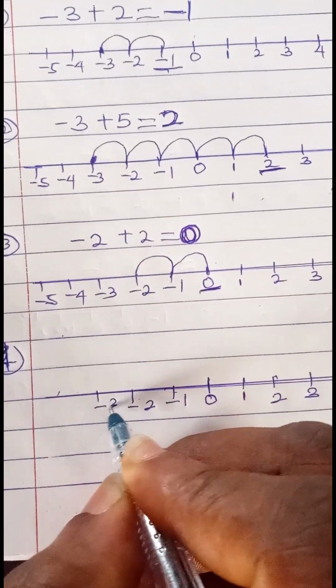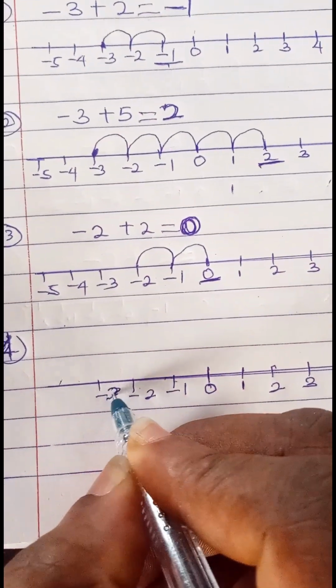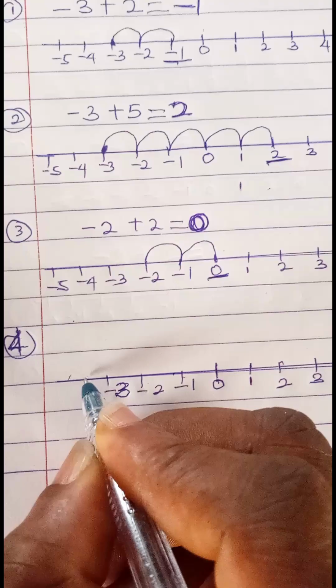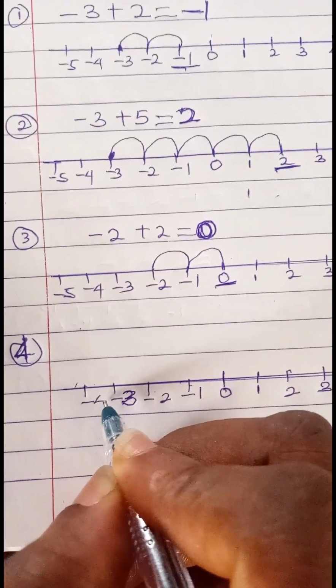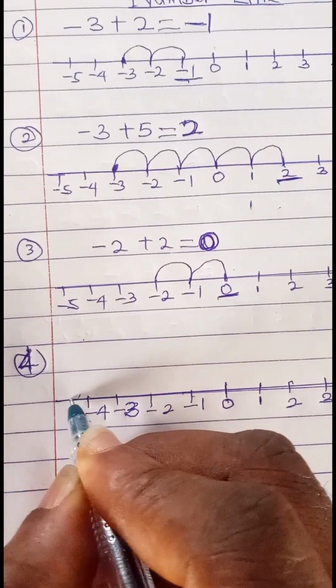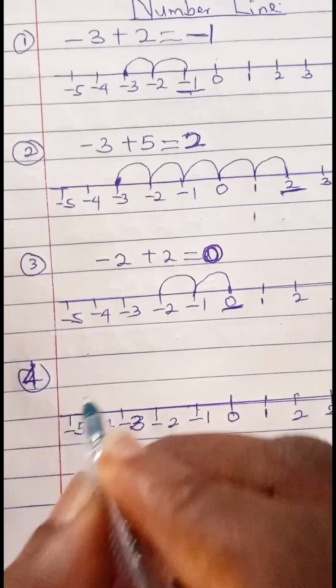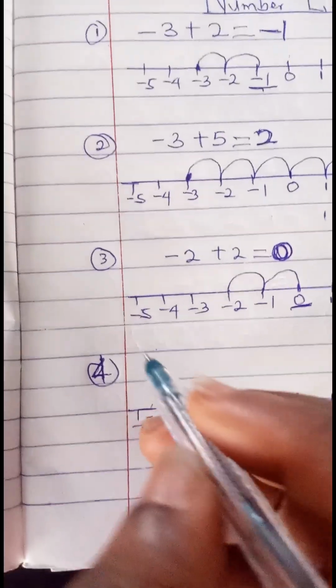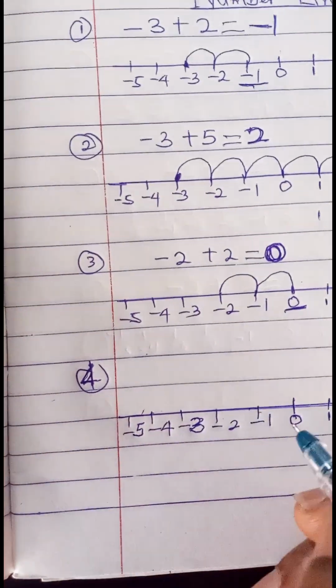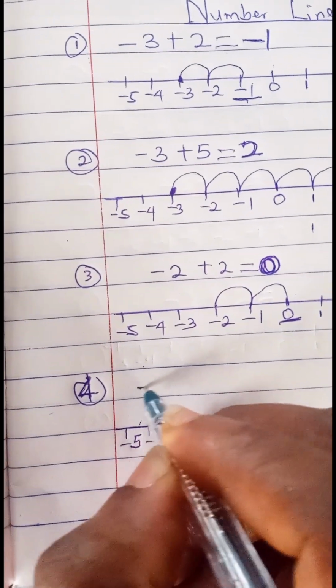So I'm labeling the left hand side now. As you can see, 0, minus 1, minus 2, minus 3. As I'm writing these numbers, they're becoming smaller. So I'm going to write a question now. That is the fourth question, the last question.